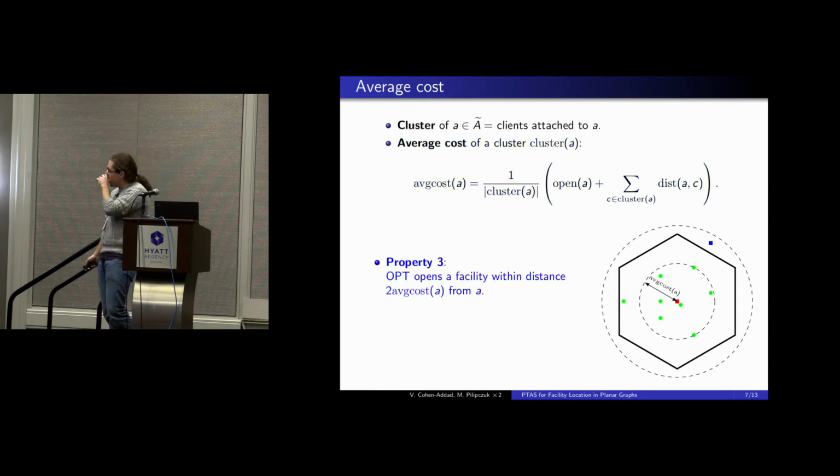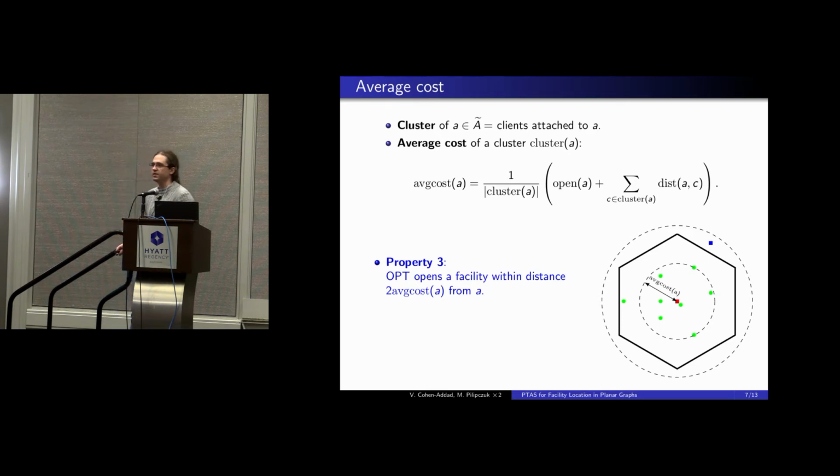Okay? And one property that's easy to observe here is that the optimum solution needs to open a facility within a radius twice the optimum cost. Because if in this big ball of twice the average cost there's no guy from the optimum solution, then a guy from this cluster in the optimum solution travels on average more than the average cost, which means that if you open this facility up there, you will get a cheaper solution.